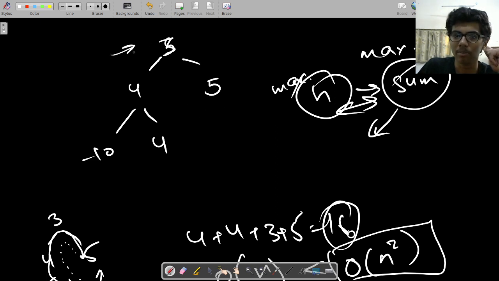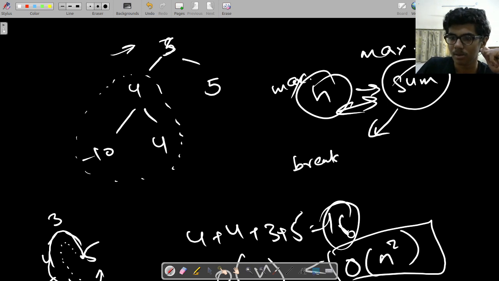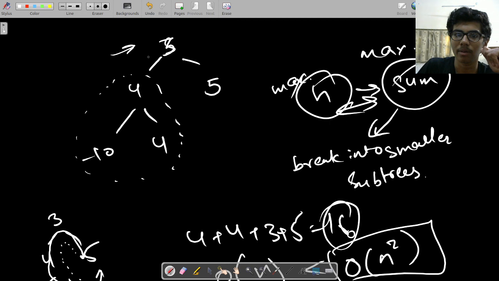So I will start from here, and for every subtree I will be solving the problem. I will break my problem into smaller subtrees. Okay, so for root I will be dividing the subtree into this and this. So now for this I will find my value.